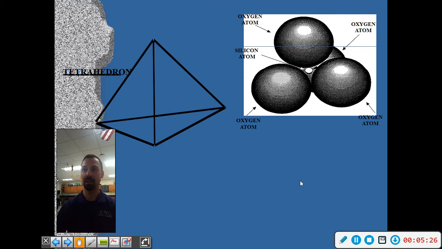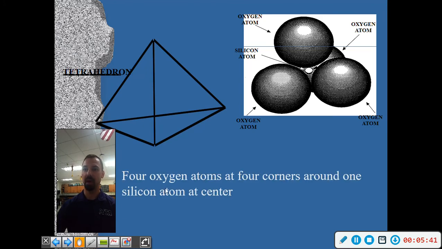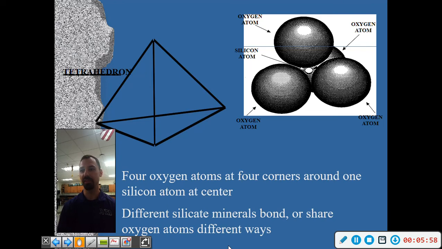These interlock. Here's what they look like in atom form. Oxygen atoms are much bigger than the silicon atom, and the silicon atom is in the middle. That's what makes the structure you see: 4 oxygen atoms at the corners around 1 silicon atom in the center. These get rearranged differently when other elements are present, and this is what makes the structures of minerals much different from mineral to mineral. Different silicate minerals bond or share the oxygen atoms in different ways, and then you get different minerals that are completely different in characteristics.